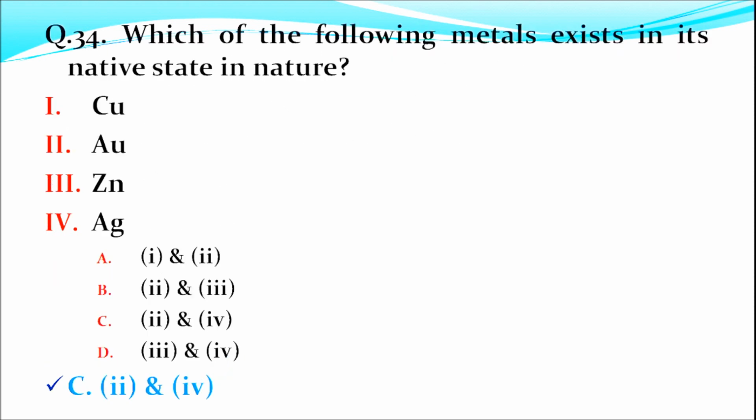Which of the following metals exists in its native state in nature? Option 1 copper, option 2 gold, option 3 zinc, option 4 silver. Option A 1 and 2, option B second and third, option C second and fourth, option D third and fourth. The correct answer is option C, second and fourth. Gold and silver exist in their native state in nature.